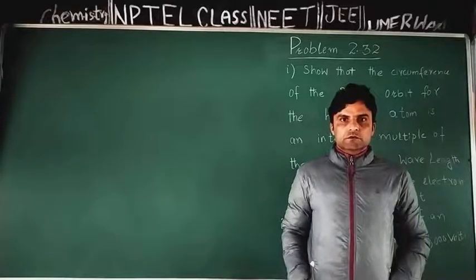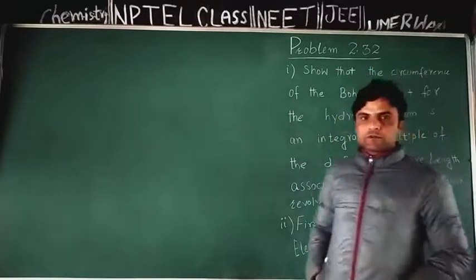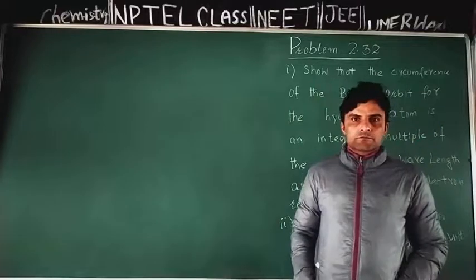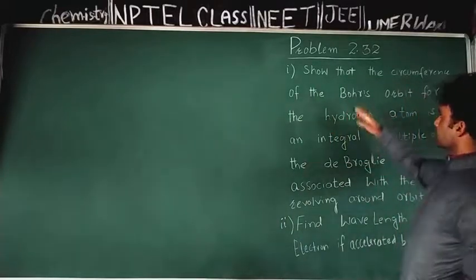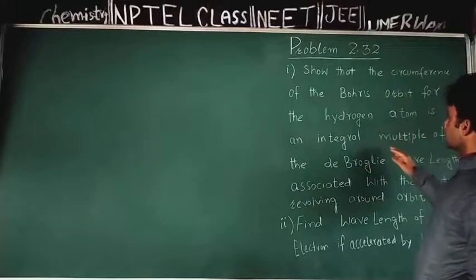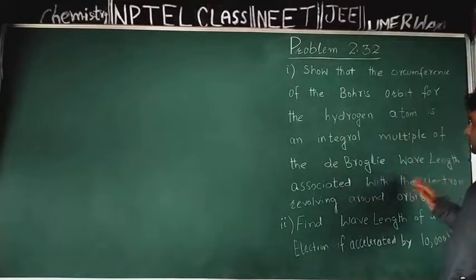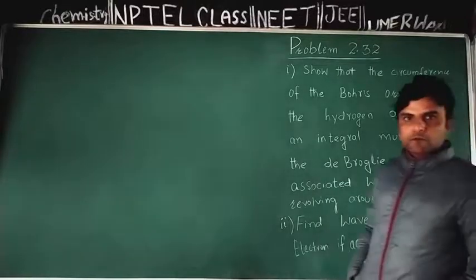Today I am here to solve chemistry class 11th NCERT problem 2.32 from unit 2, that is structure of atom. Let me read the problem. Part first of the problem is: show that the circumference of Bohr's orbit of hydrogen atom is integral multiple of de Broglie wavelength associated with the electron revolving around the orbit.